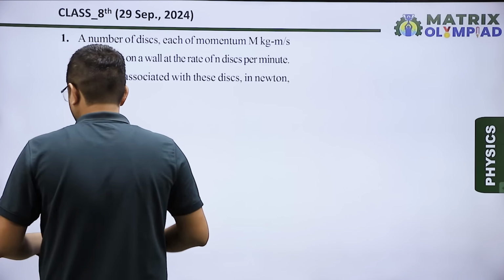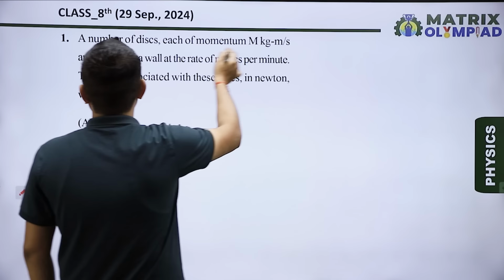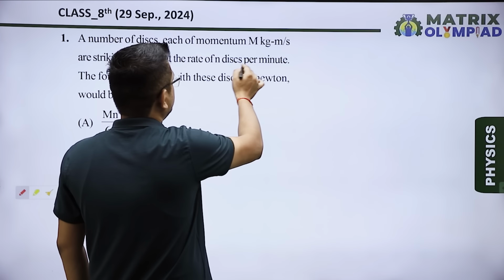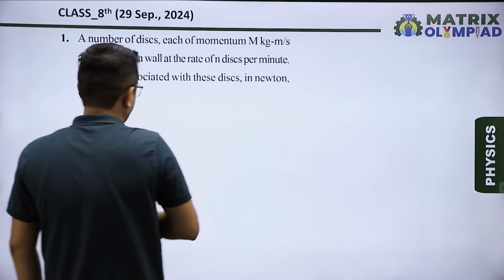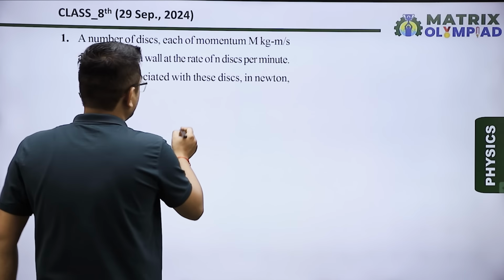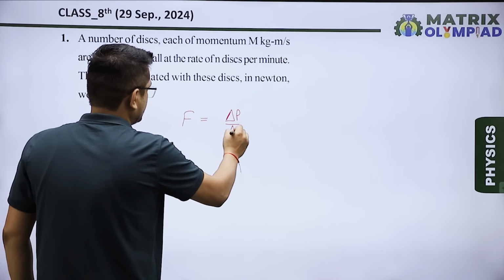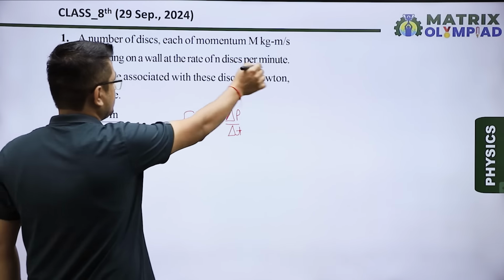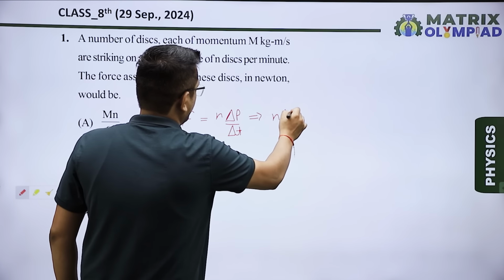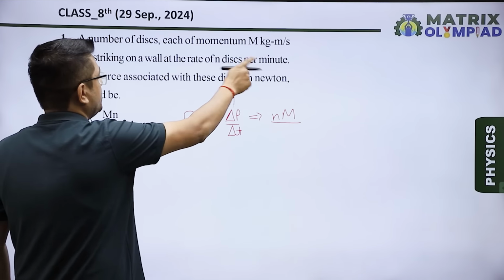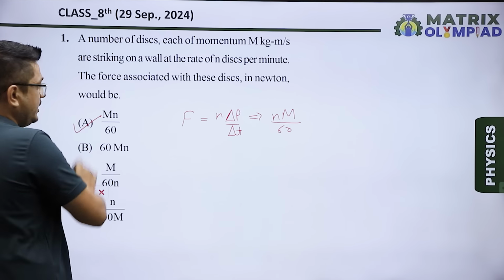So, our first question. It is said a number of discs each of momentum m kg meter per second are striking on a wall at the rate of n disc per minute. The force associated with these discs in Newton would be. From second law of motion, we know that force is equal to rate of change of momentum, and the rate of discs striking the wall is given as n. So, we will write it n into m, and converting this per minute into per second, it will become divided by 60. So, our correct answer will be option A.